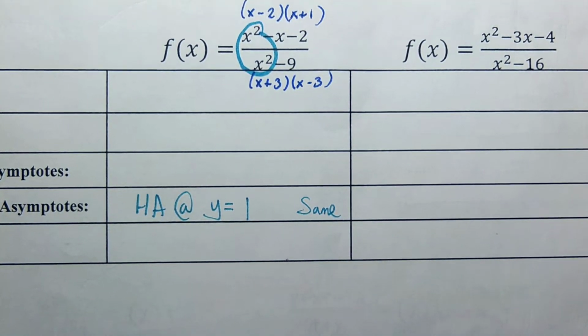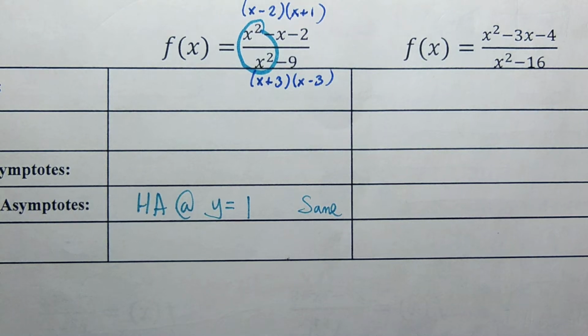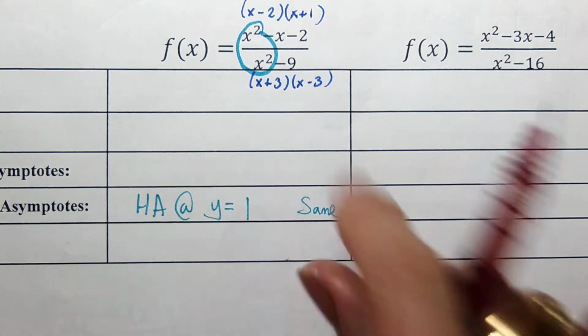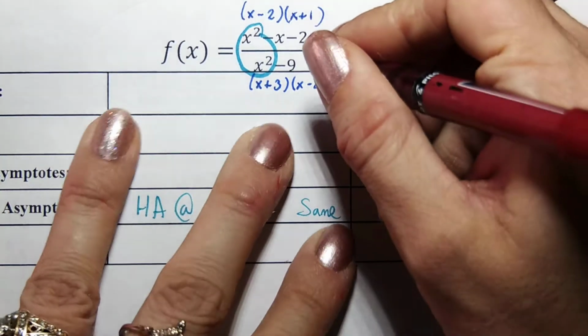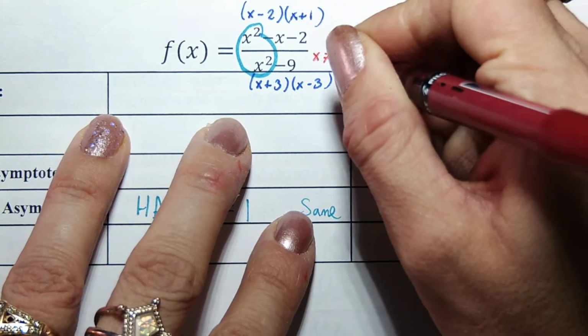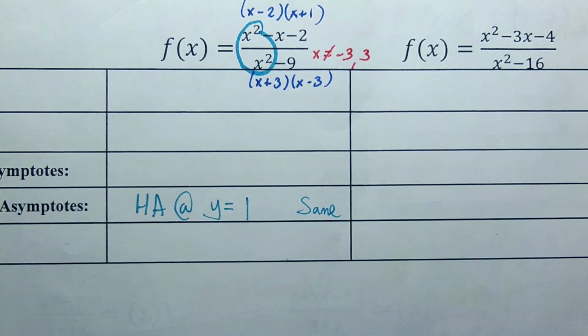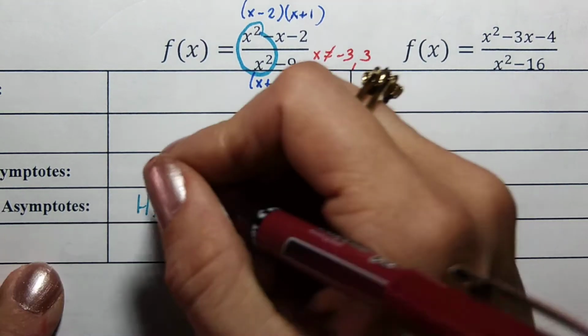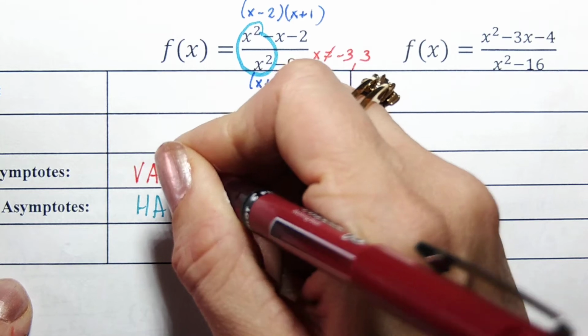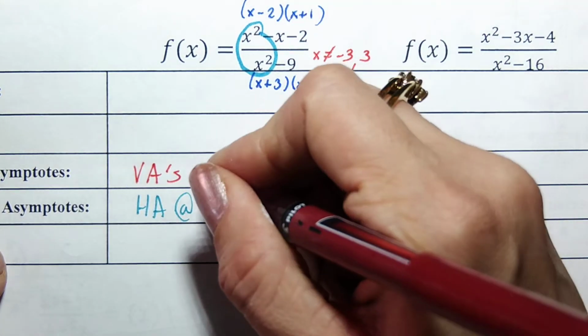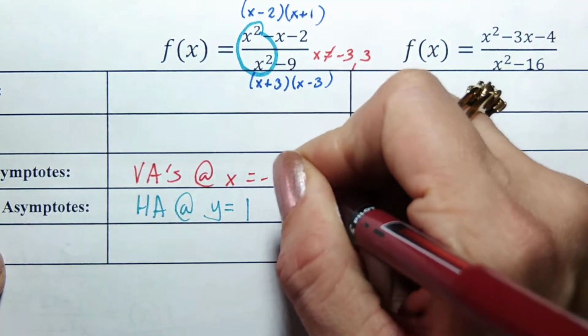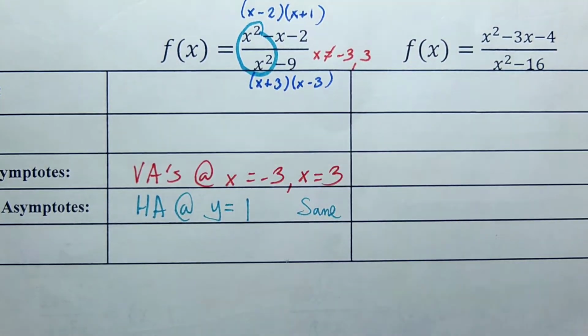So what are my restrictions for this one? There are 2 restrictions on x because there are 2 values that would make this denominator equal to 0. X cannot be -3 or +3. Can I cancel out either of those restriction factors? Nope. So these are both going to be vertical asymptotes. So vertical asymptotes at x equals -3 and x equals +3.